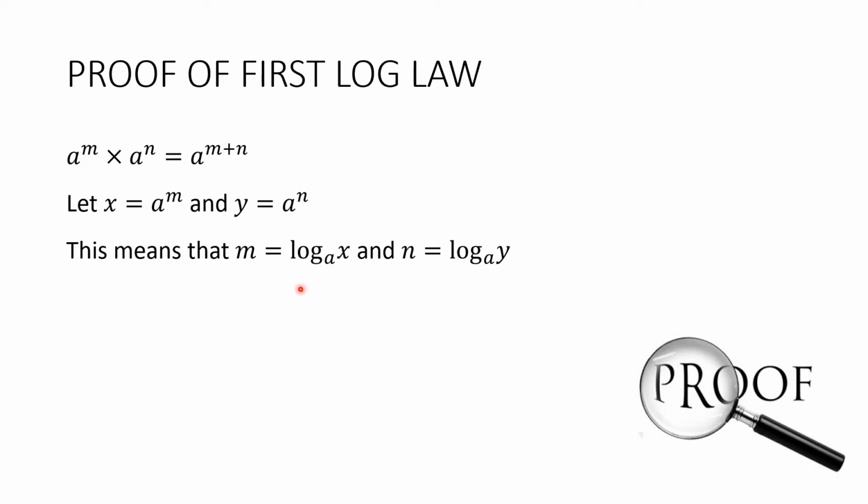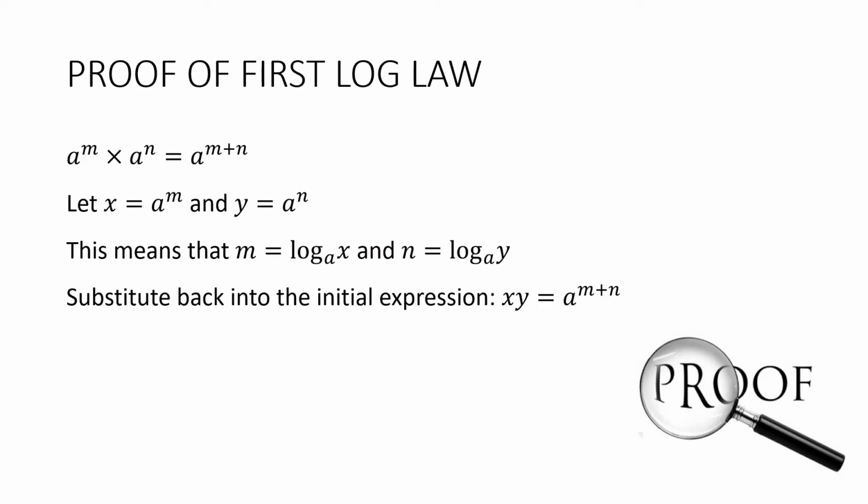This is a to the power of m equals x, which is correct. A to the power of n equals y, which is correct. Now we're going to substitute back into the original expression. So instead of a to the m, we're going to put x, and instead of a to the n, we're going to put y. Okay, now turn this into log form.